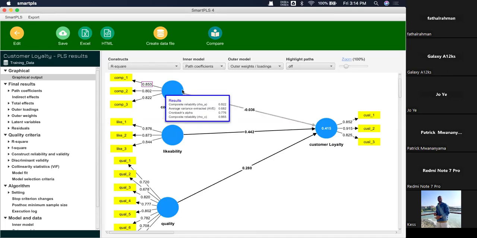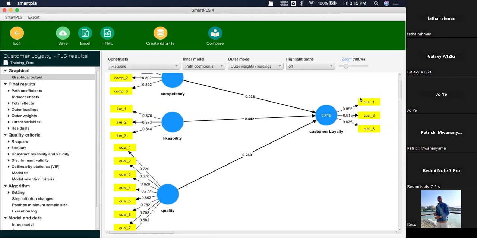So if we take a look at this first construct, we can see that all our factor loadings are greater than 0.7, isn't it? That means this construct here has satisfied the condition of factor loading. Now we go to the next one, likability. We can see that everything here is greater than 0.7, right? So the same thing. And if we take a look at customer loyalty, the same thing.